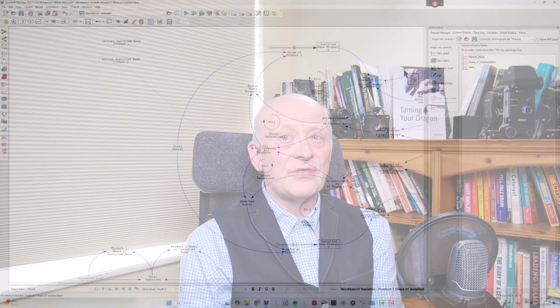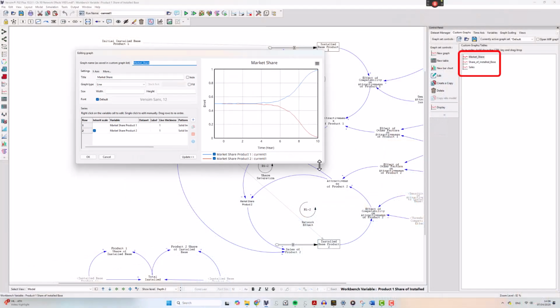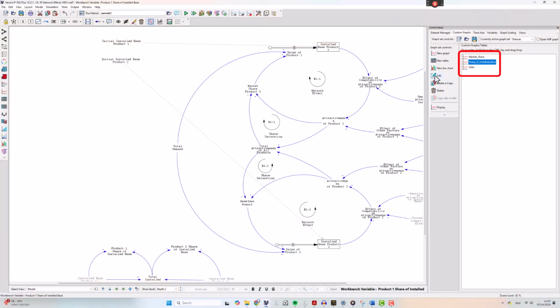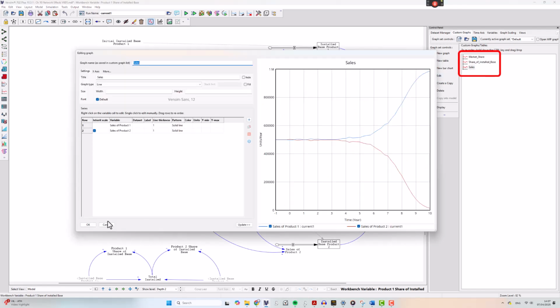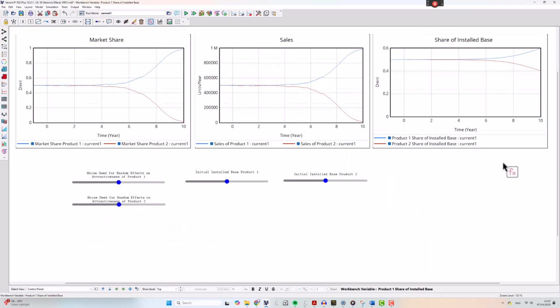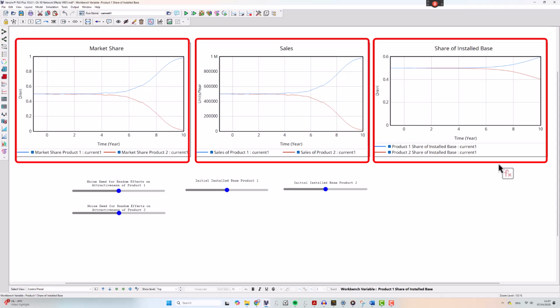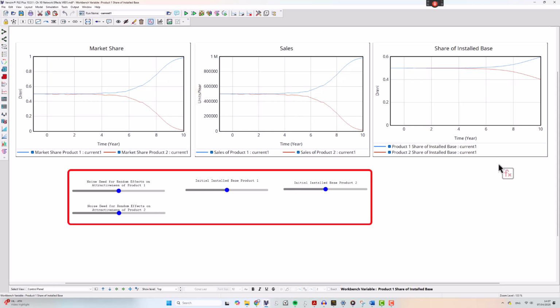Now, we could look at some graphs at runtime, and the software is able to do that for us, but it's better if we create some proper graphs. We'll create 3 graphs: market share, sales, and share of installed base. And on each of these graphs, we'll have product 1 and product 2, so we can compare them. We'll also put some controls on this view, so that we can make some changes when we run the simulation and see the effects.